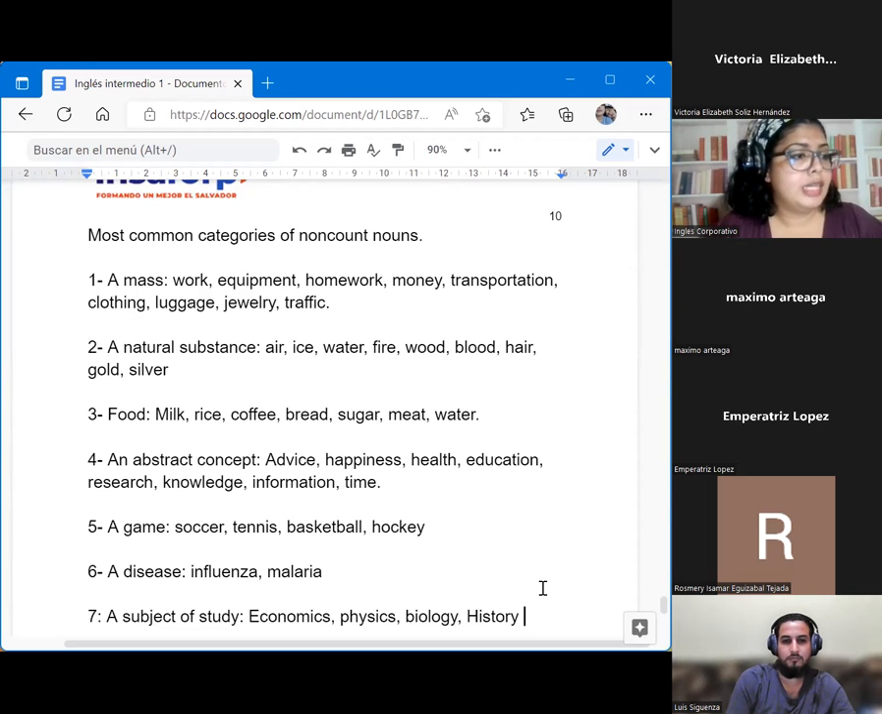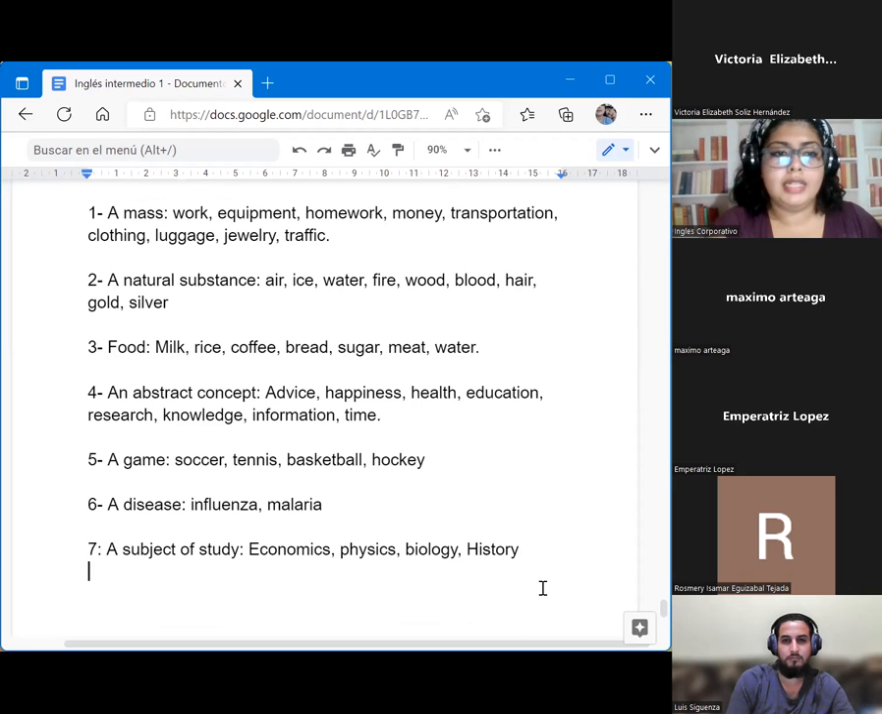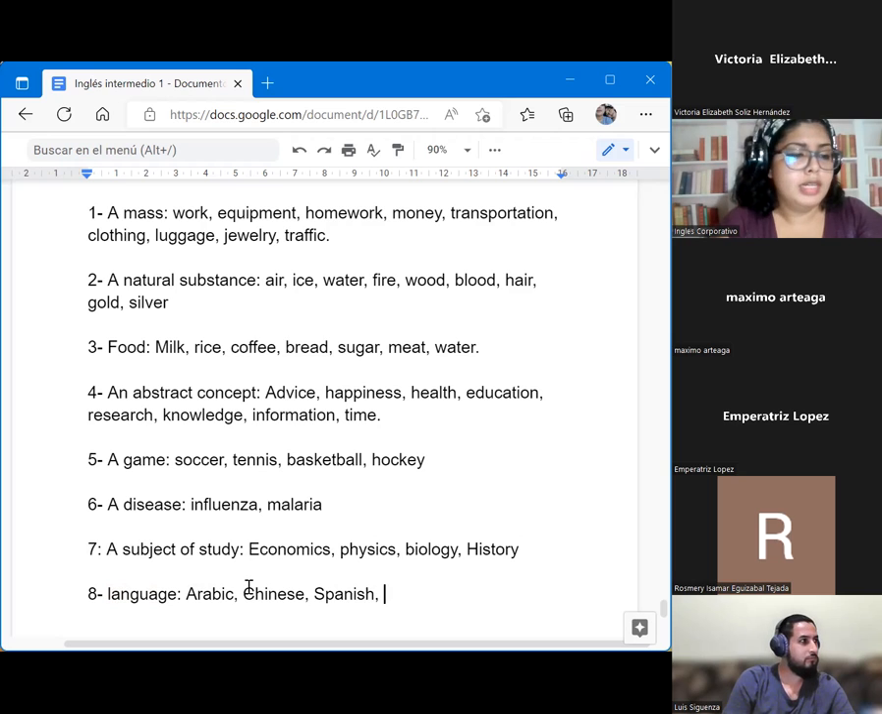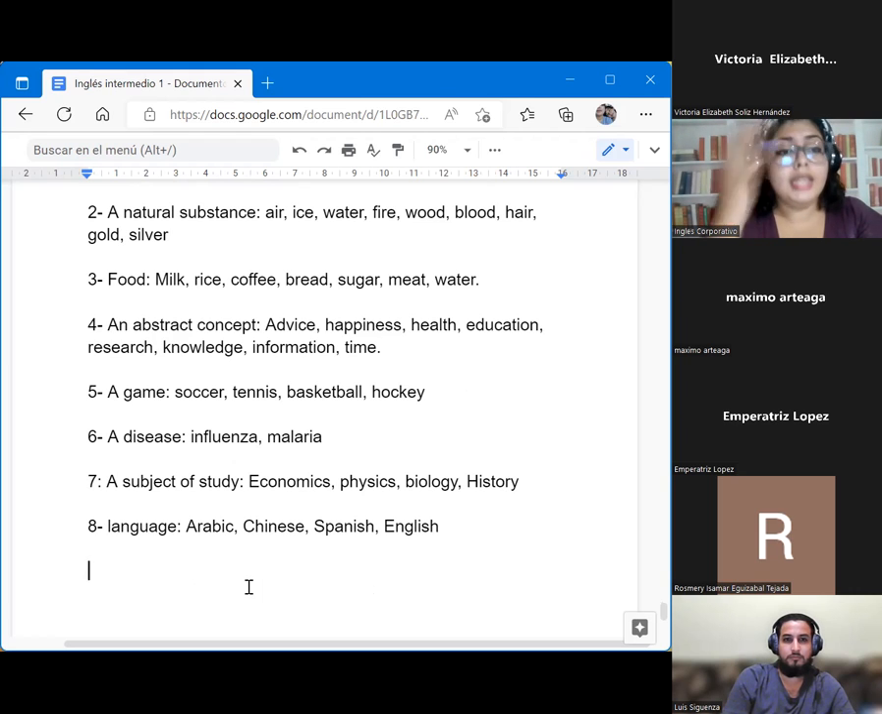Okay. Then we have a language that is number 8. And we have Arabic. I mean, language. Then we have Chinese, Spanish, and English. And the last one, and that is number 9, an activity.